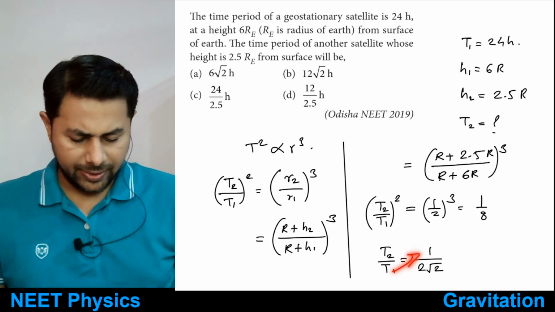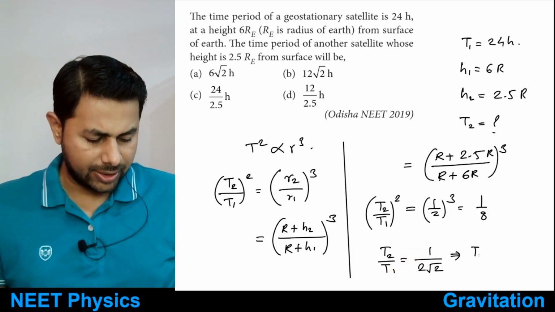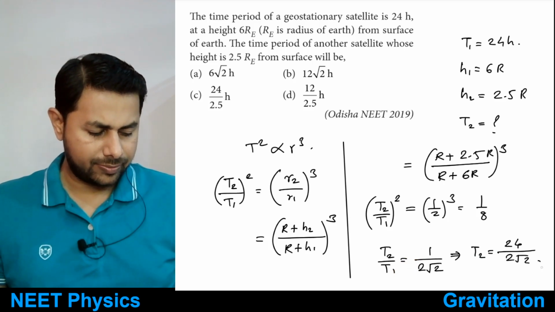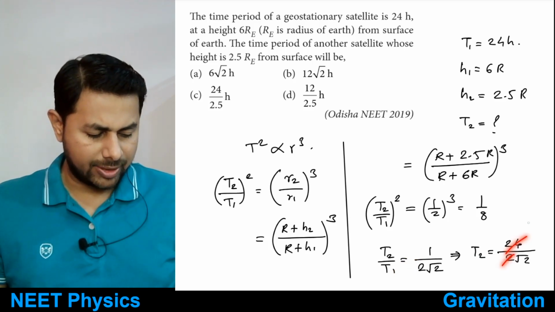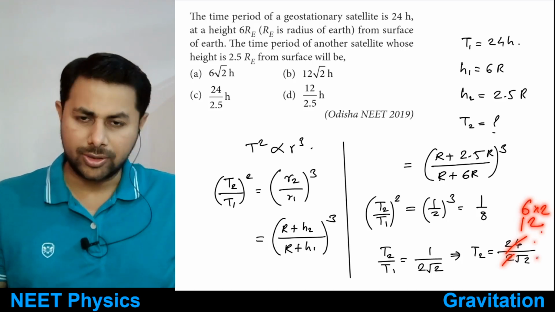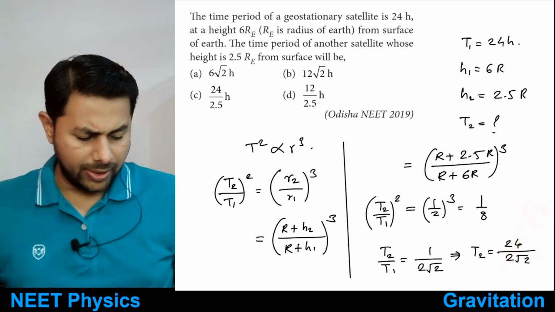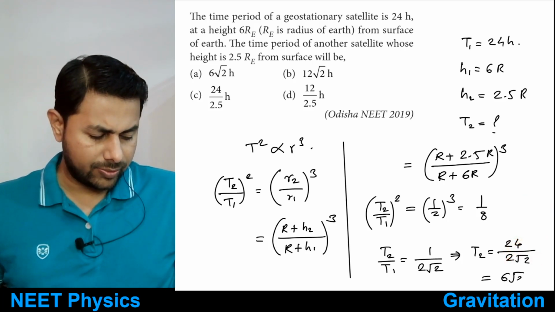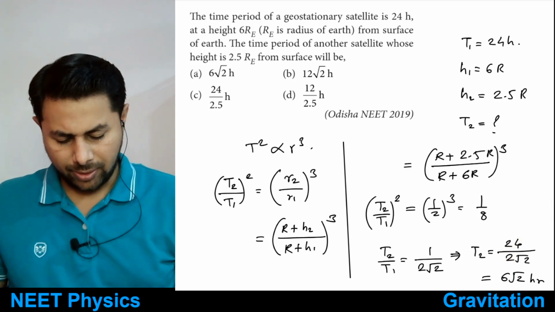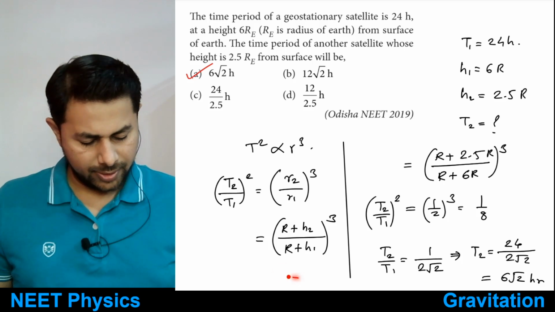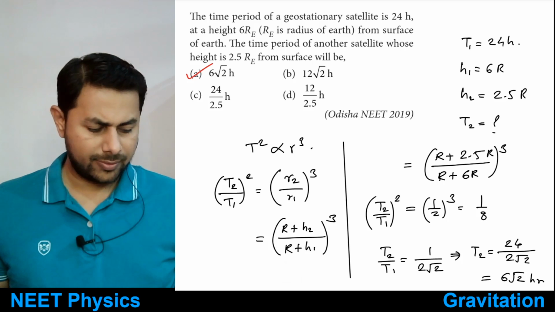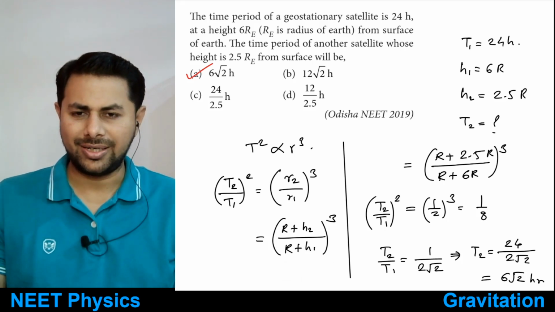Move T1 on that side. So what do you get? Therefore T2 is equal to T1, which is 24 divided by 2 root 2. So 24 divided by 2 is 12. Then 12 can be written as 6 times 2, and 6 times 2 divided by root 2 is 6 root 2. Okay, 6 root 2 is the answer. It's option A. Right? This one is clear. Okay, there is nothing in this one, right?